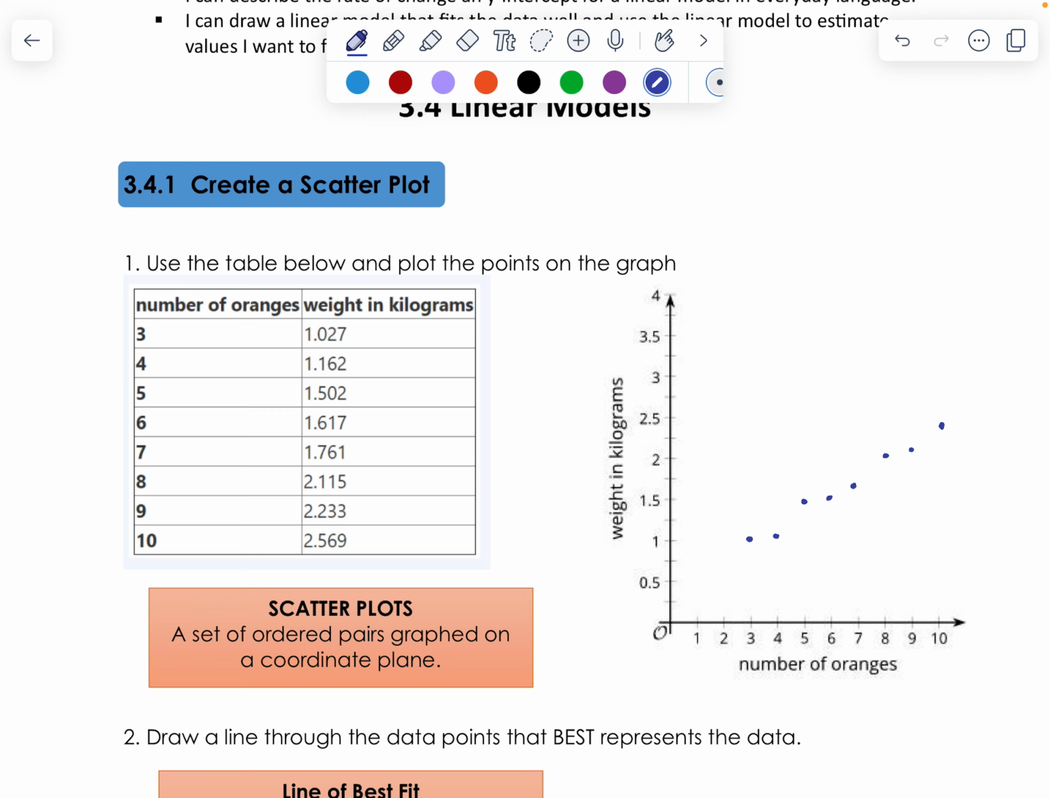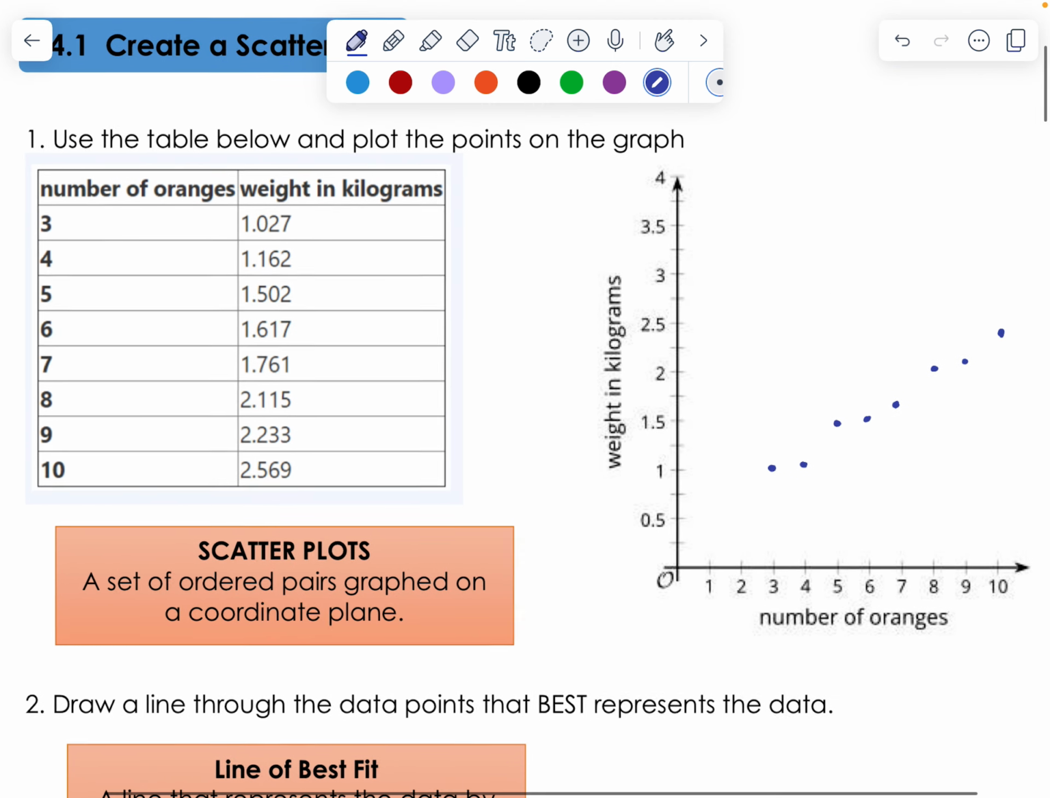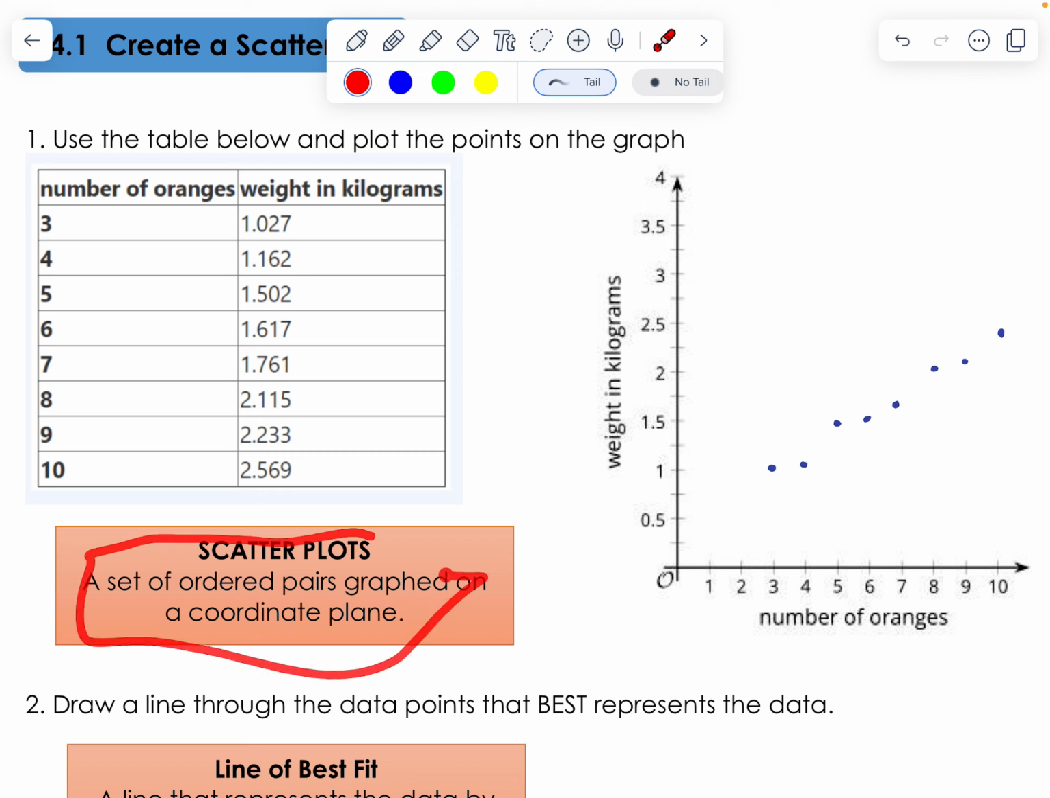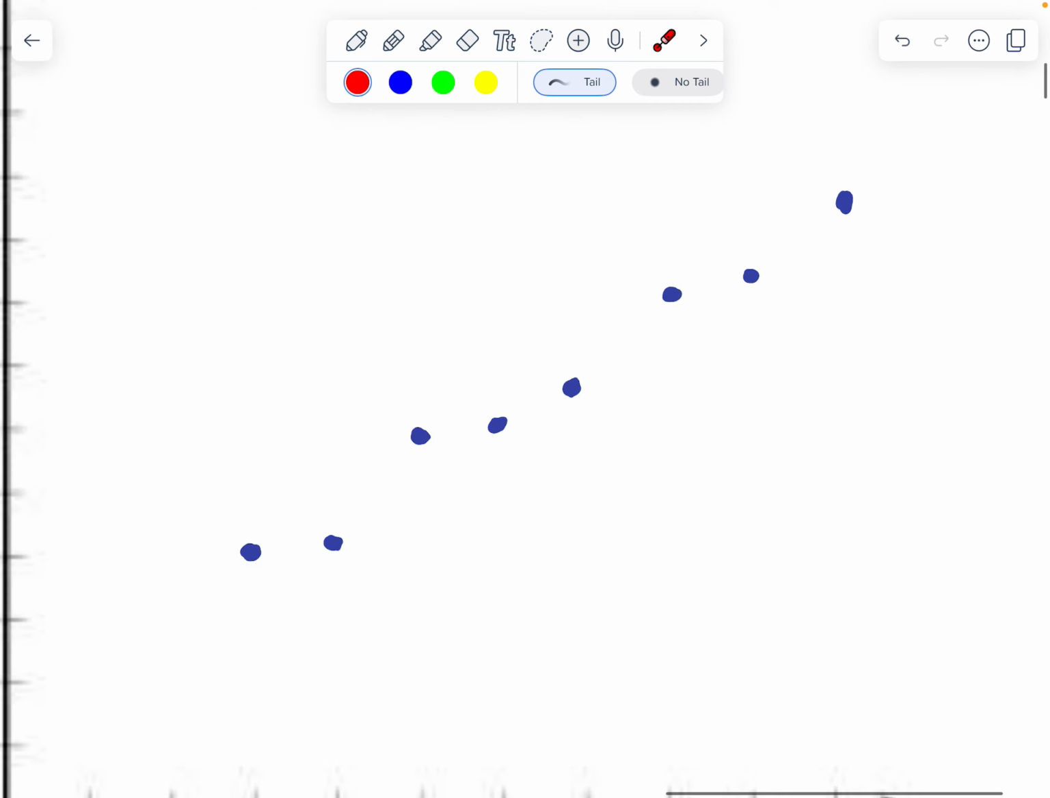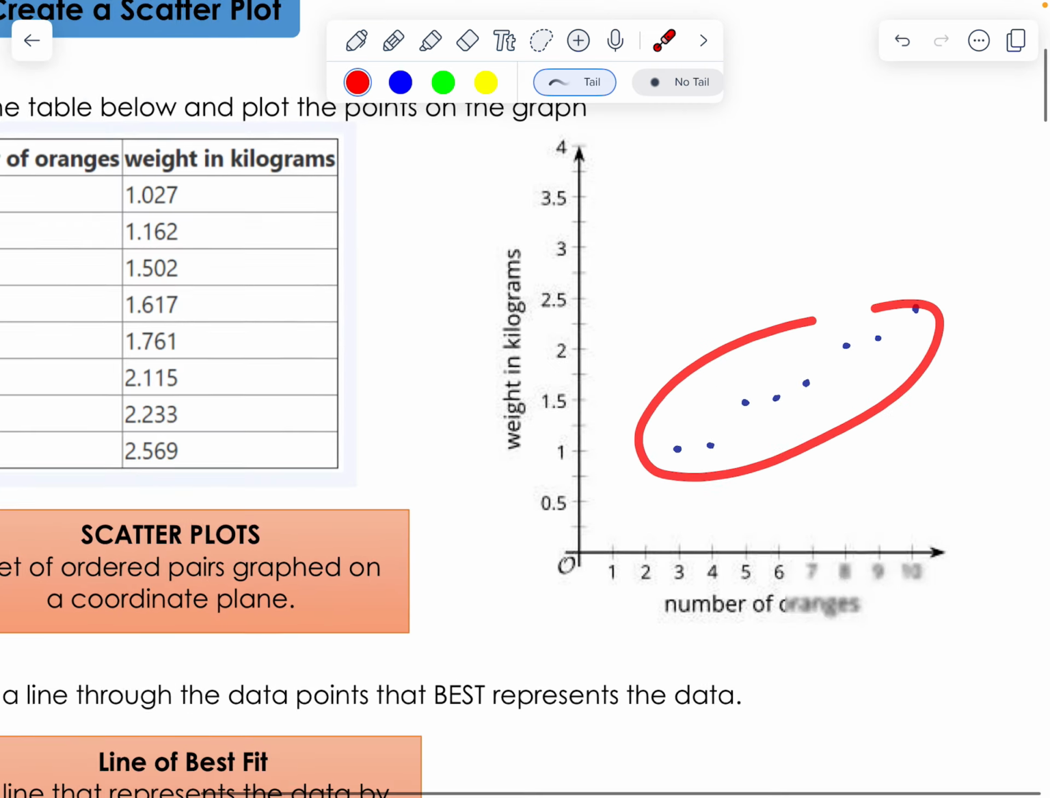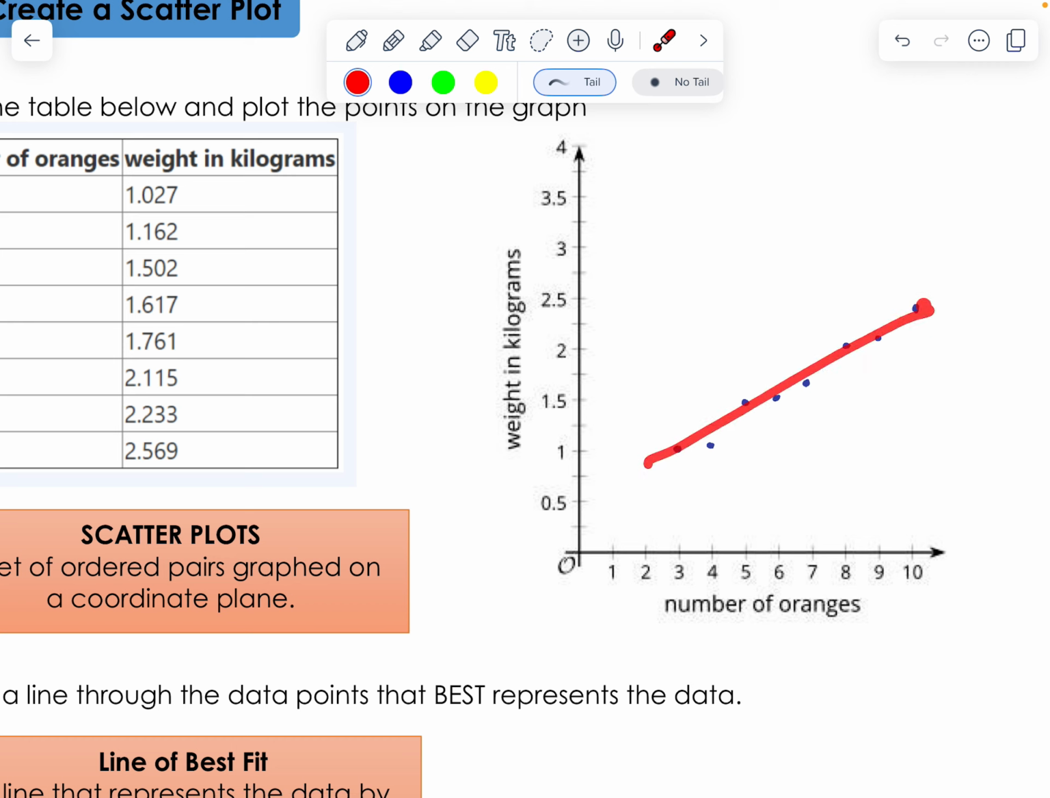The first part says, use the table below, plot the points on the graph. This is actually going to be a scatter plot. I've already graphed this, but if you want to pause the video and graph it yourself, you can. A scatter plot is a set of ordered pairs graphed on a coordinate plane, very similar to the graphs we've been working with. The only difference is, as you can see, they're scattered throughout. They're not in just a straight line. Some of them are off a line.